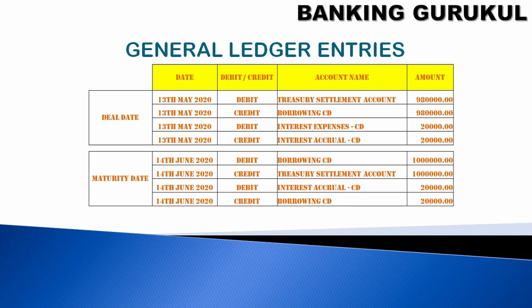What will happen on maturity? We have to debit 10 lakhs from borrowings and give it to the treasury; 10 lakhs will go from treasury to the other bank. We have already booked the expenses, which are lying in accruals. So I'll debit accruals and credit borrowings, because I have credited 9,80,000 and have to give 10 lakhs. So the 20,000 is credited to borrowings CD, and 9,80,000 plus 20,000 becomes 10 lakhs. So these are the general ledger entries for a CD.